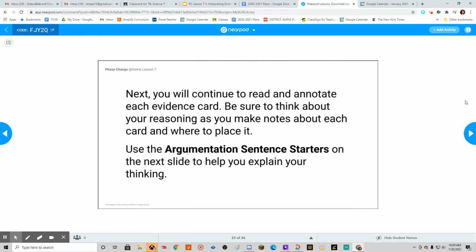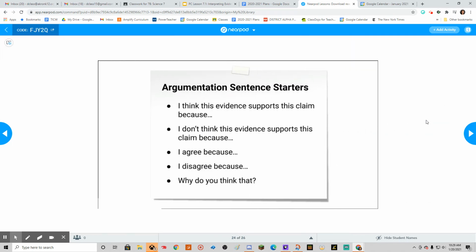Next, you will continue to read and annotate each evidence card. Be sure to think about your reasoning as you make notes about each card and where to place it. Use the argumentation sentence starters on the next slide to help you explain your thinking. So as you think about each card, you should be using these sentence starters as well. I think this evidence supports this claim because. I don't think the evidence supports this claim because. I agree, I disagree, or think to yourself, why do you think that? So you really want to think to yourself, what is going on in each piece of evidence?